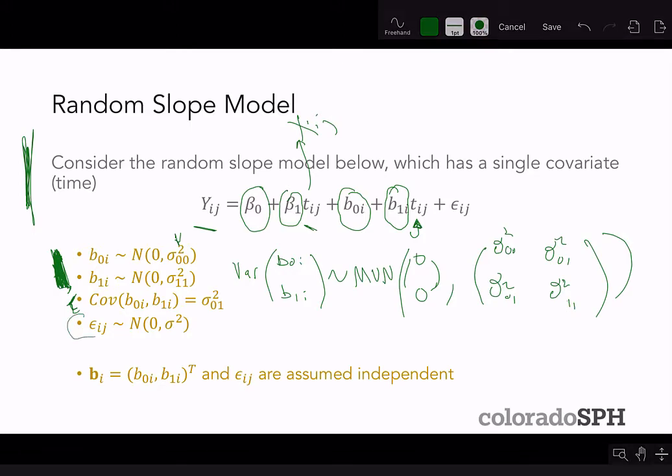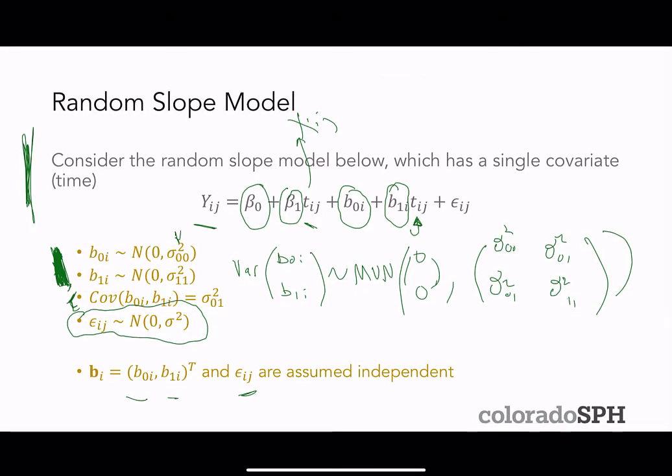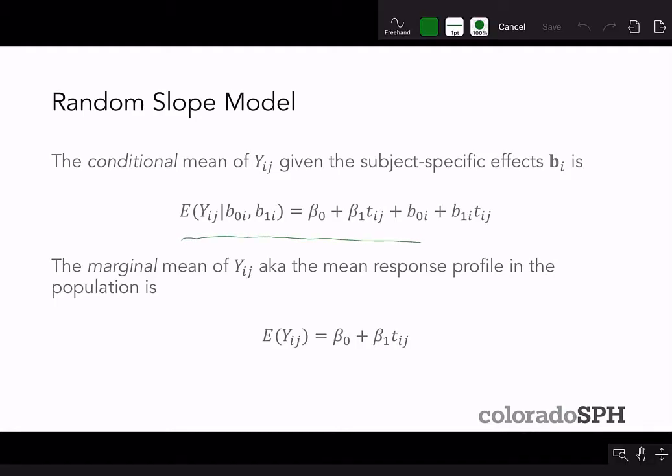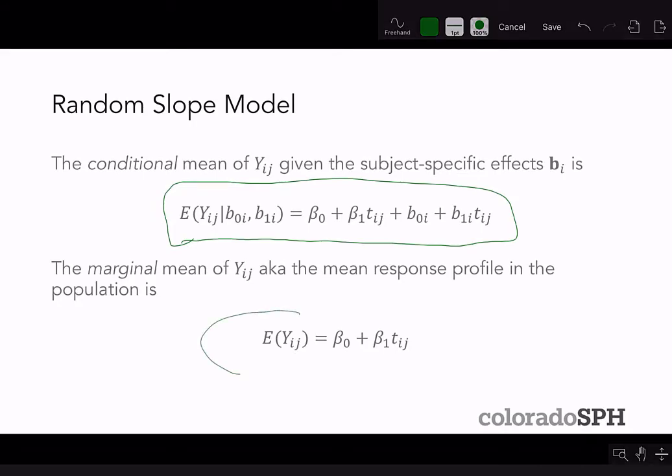We're also still assuming that the measurement errors epsilon come from a normal distribution with variance sigma squared, and we still assume that the measurement errors are independent of each of the random effects. From this model, we also get a conditional and marginal mean of Yij, where the conditional mean is interpreted as the subject-specific mean, and the marginal mean is the population mean.